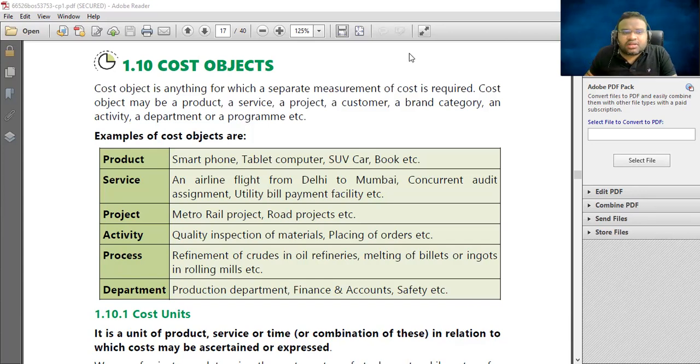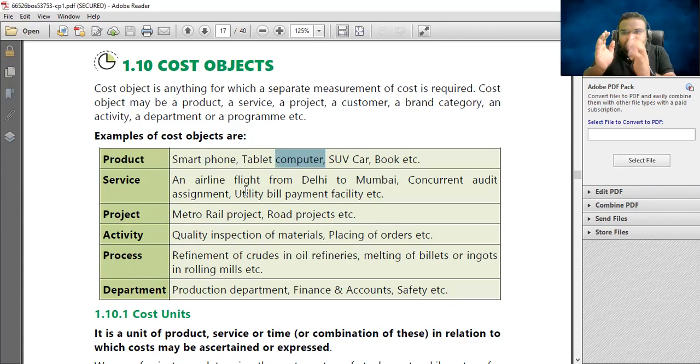Now, they have given some examples because this is very important from an examination point of view. They ask you to write the cost objects for these. For a product, smartphone, you are manufacturing smartphones. The cost of each smartphone is a cost object. Table, computer, SUV car, book, etc. Service, for example, I'm servicing a client. What is the cost of that? Airline flight from Delhi to Mumbai, concurrent audit assignment, utility bill payment, etc.